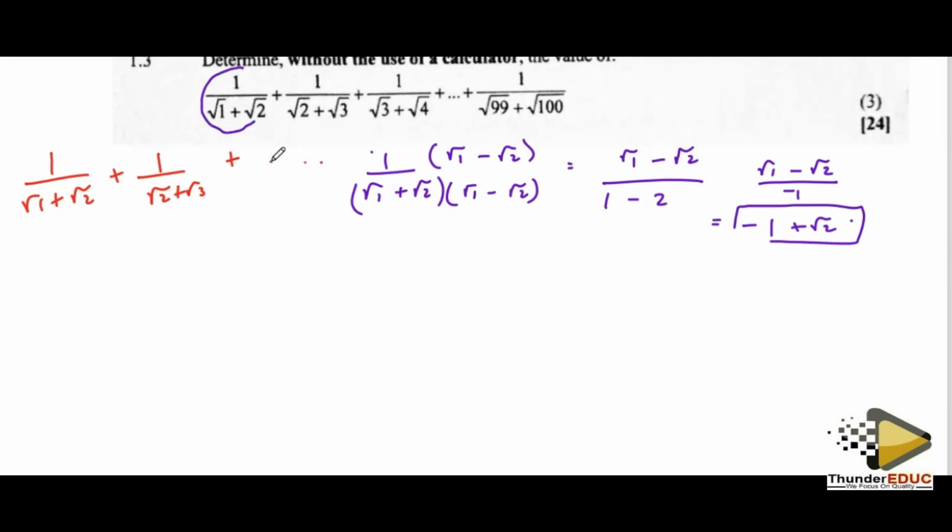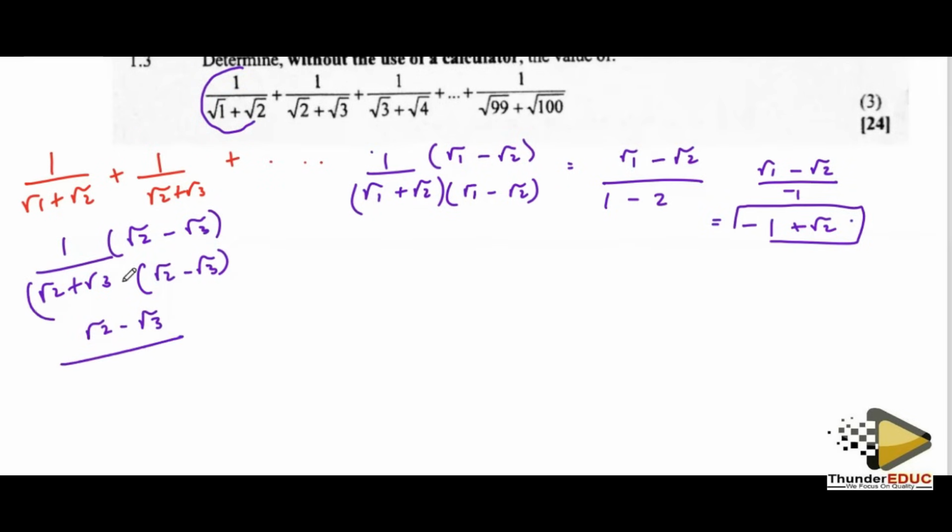So the first term in the progression is negative 1 plus root 2. If I try the second one, I'm going to have root 2 plus root 3. And that is root 2 minus root 3 over root 2 minus root 3. I'll open that up. So root 2 minus root 3 over, this is still a difference of 2 squares. So root 2 and root 2 is a 2 minus root 3 and root 3 is a 3. So I'm still getting negative root 2 plus root 3.